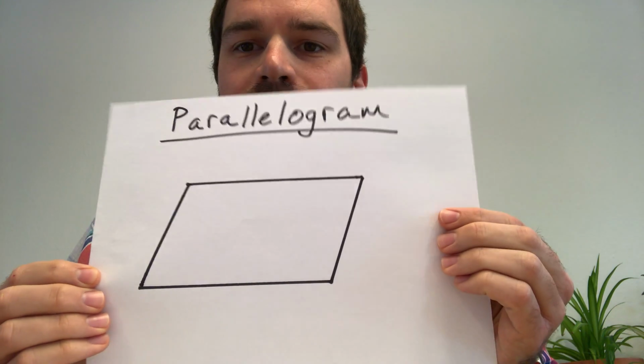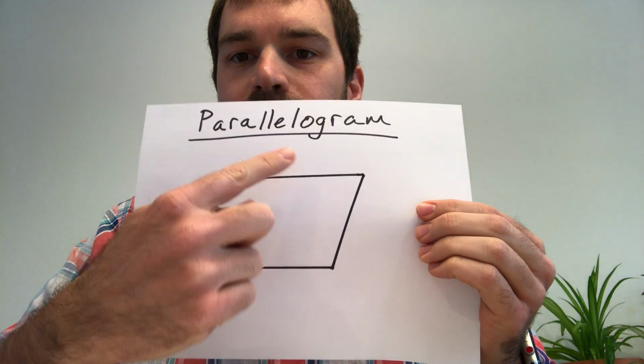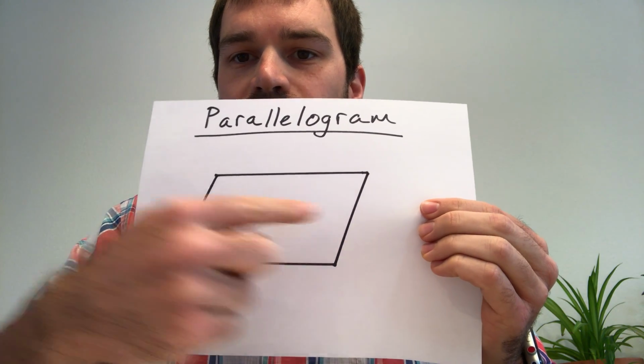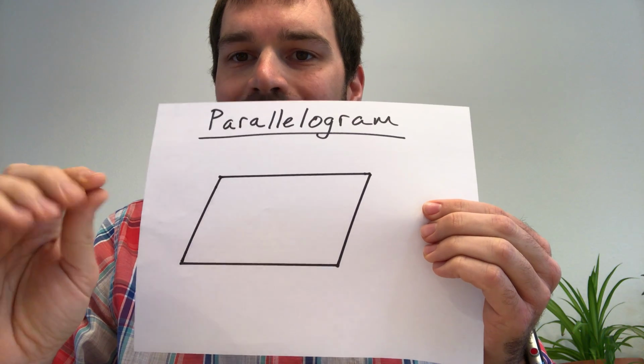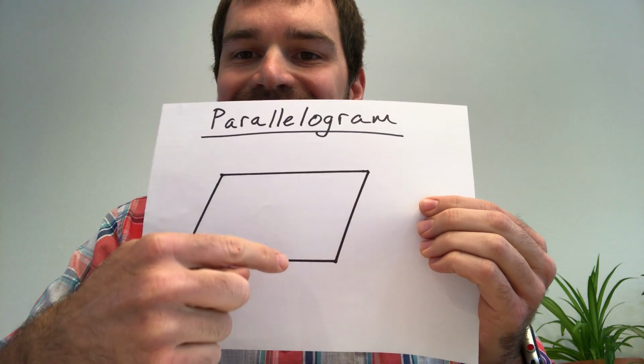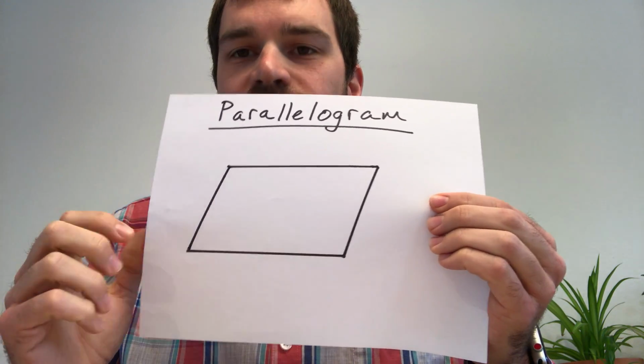The other one that we looked at was a parallelogram. And a parallelogram is defined as having opposite sides that are parallel. So this side and this side are parallel. This side and this side are parallel. But the distinction is that opposite sides are the same length. So this side is 5 inches and these two sides are 4 inches.